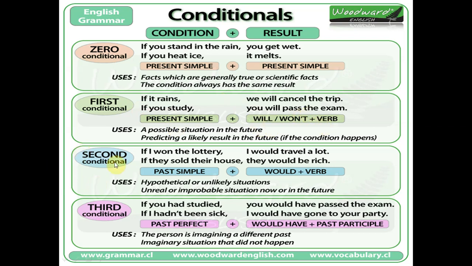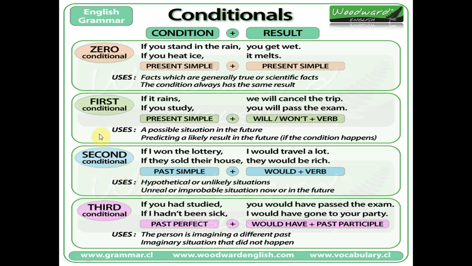Okay, the second conditional. Let's see these examples together. If I won the lottery, I would travel a lot. If they sold their house, they would be rich. So here we have past simple plus "would" and the verb. We use the second conditional of "if" to talk about hypothetical or unlikely situations, or also when we talk about unreal or improbable situations now or in the future. Okay, so these are the uses of the second conditional of "if".